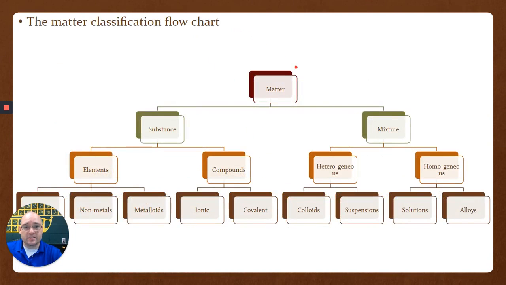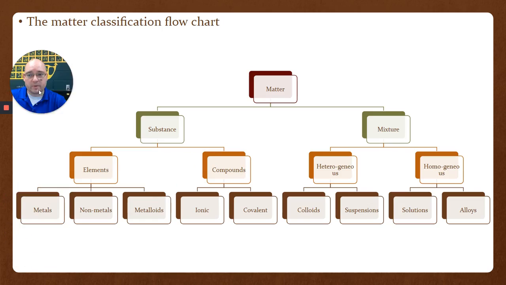All right, so this is the full breakdown of the classification of matter. Matter is anything that has mass and volume. Matter is broken up into either substances or mixtures. Substances are uniform in composition and can be either elements or compounds. Elements are found on the periodic table. Compounds are made up of elements. Let me move my picture up here a little bit so you can see the bottom of this.